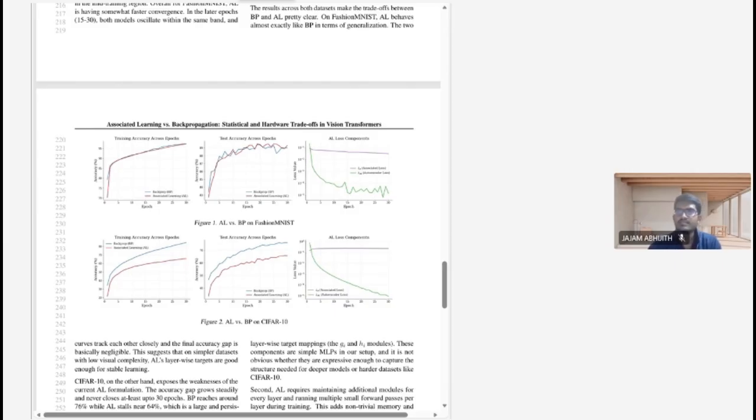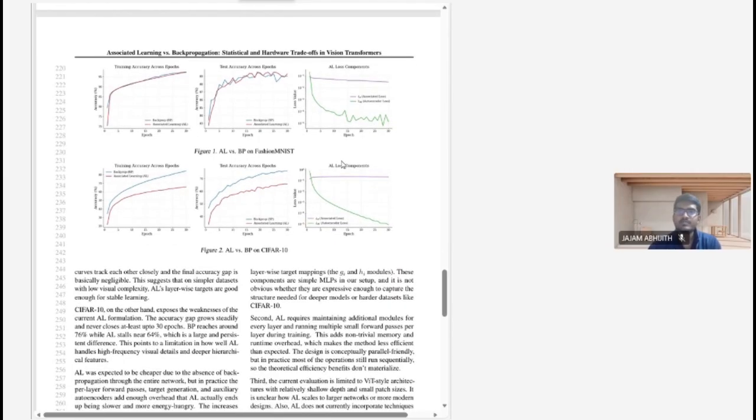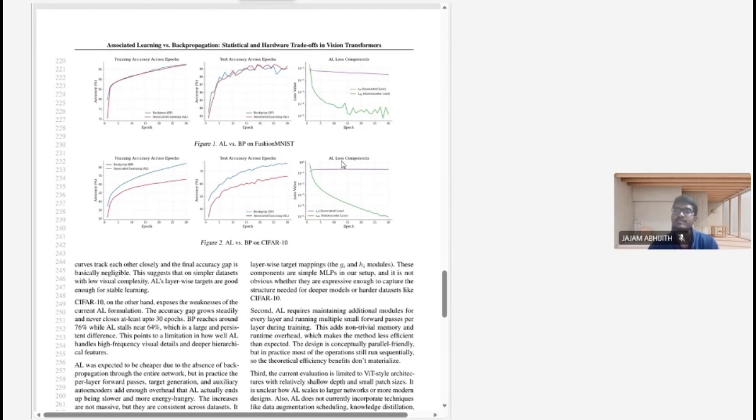So to summarize the results, on simple datasets like FashionMNIST, AL matches BP in terms of accuracy and even shows faster early convergence. But on complex datasets like CIFAR-10, there's a persistent and significant accuracy gap. And across both datasets, AL is actually slower and more energy hungry than BP in its current form. So let me hand it over to wrap things up.